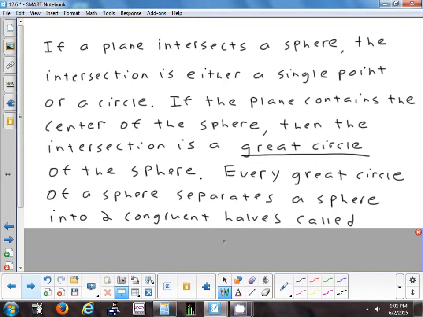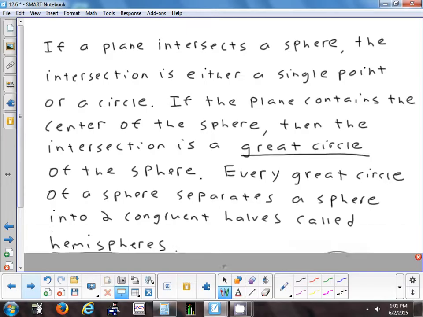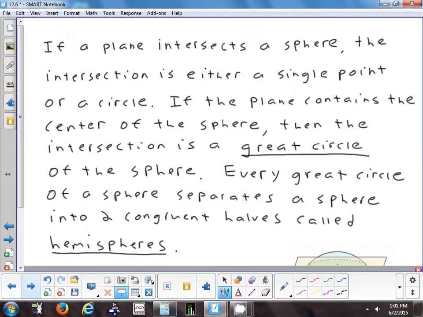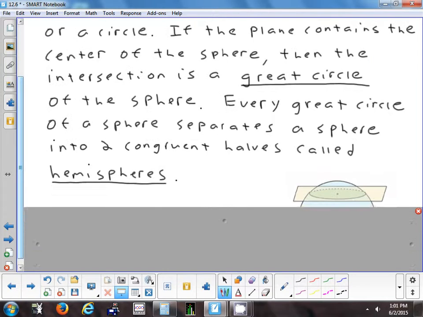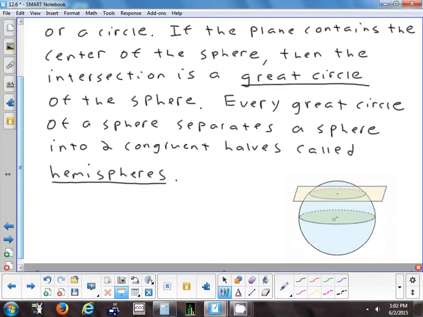Okay, they would be congruent, but there's a special name when you take a sphere and you have half of it. Symmetrical. Okay, so they are going to be symmetrical. It's a name. We use it when we talk about the planet. Hemisphere. Okay? So if you take a sphere, slice it right through the center, you get two hemispheres.